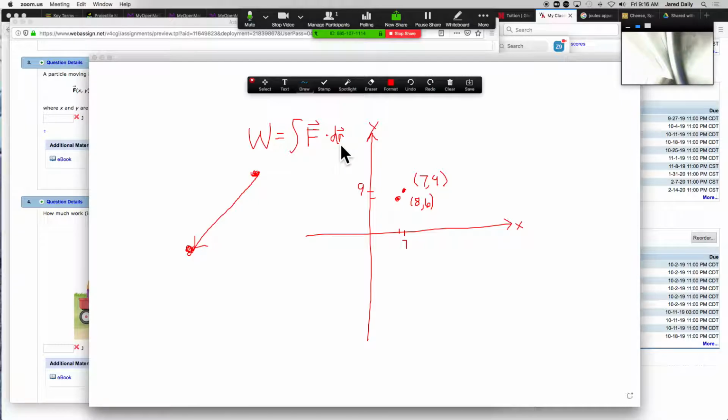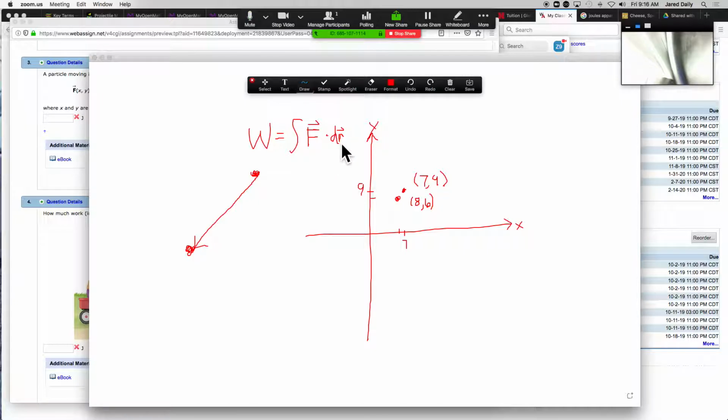Why do we put a dr in front of it? The reason is that work always has to be calculated over some distance, so you have to go from one point to another point to calculate work. But you can break that distance down into little steps, and that's what the d means. We're going to break it down into little steps.